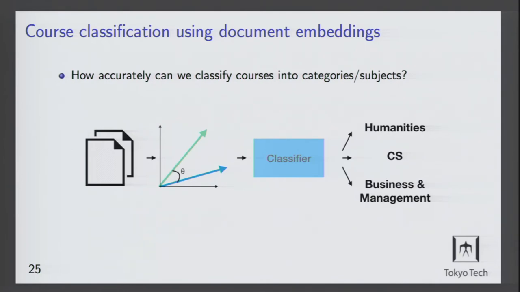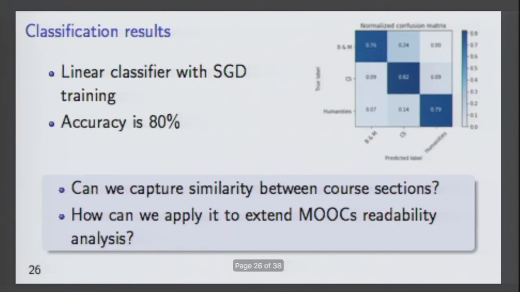But then we needed to identify how meaningful these vectors are and whether we can apply them for further analysis. So we decided to classify the courses into three categories: humanities, social science, and business and management. And the classification result showed a high accuracy, an accuracy of 80%, which allowed us to confirm that the vectors which the model extracted were quite meaningful.